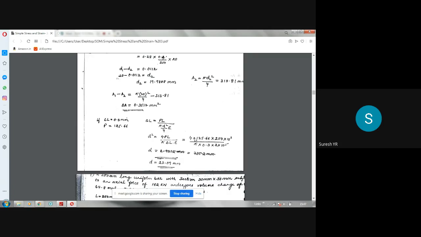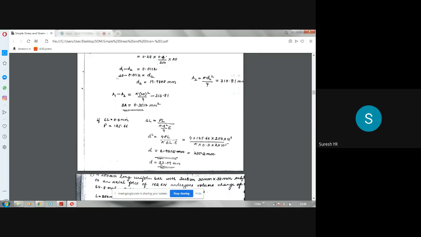P we have to take as 125.66 into 10 cube because it should be in Newton. L is 200 mm. 4 is a constant. Pi into delta L, which is 0.3 mm. E value is 2 into 10 power 5. So all the things we have to substitute. Then D you can find out.